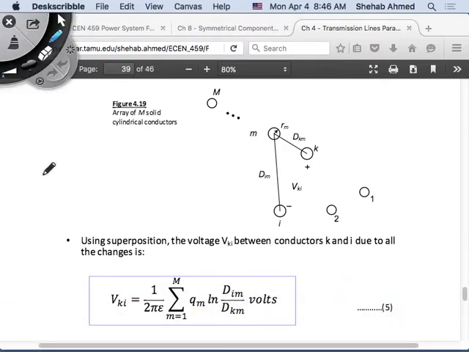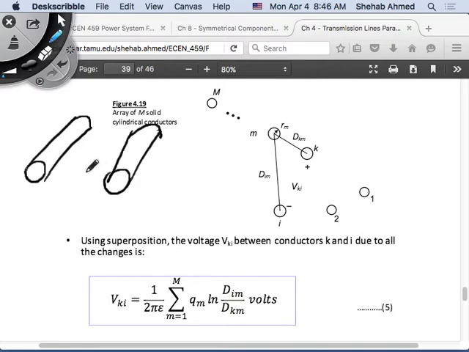So this is two conductors for a single phase system that have a distance d between them, and they have a radius r. I would like you to find VAB. This is A, this is B. Find VAB.